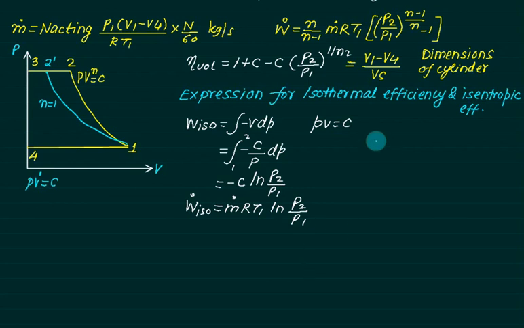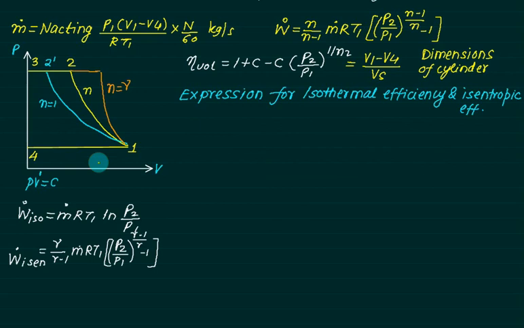To find the isentropic work, we will use the same equation that we have given here, that is W dot equals, for isentropic processes, instead of n it should be gamma upon gamma minus 1 m dot RT1 into P2 by P1 to the power gamma minus 1 by gamma, minus 1. We can represent the isentropic process as 1 to 2 dash, and the work required for this process is the area under 1 to 2 dash, 3 and 4. Then for the polytropic process the work done equals 1, 2, 3, 4.